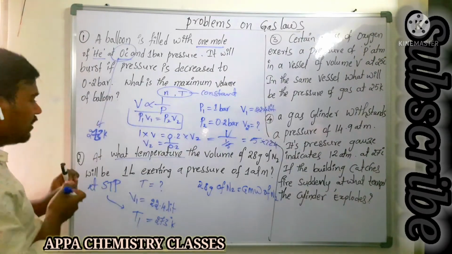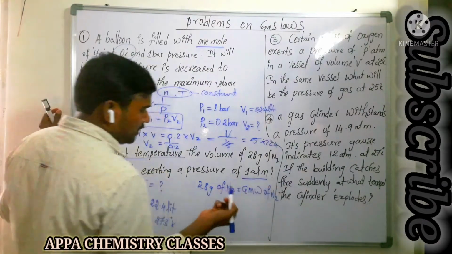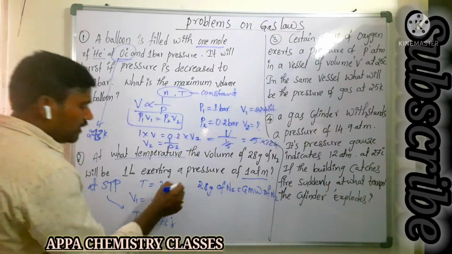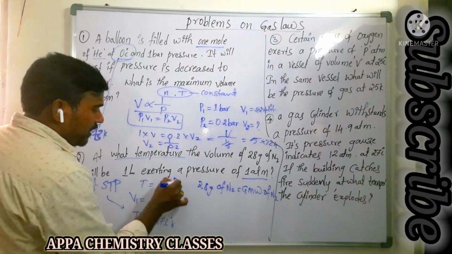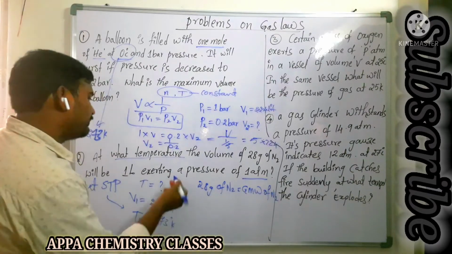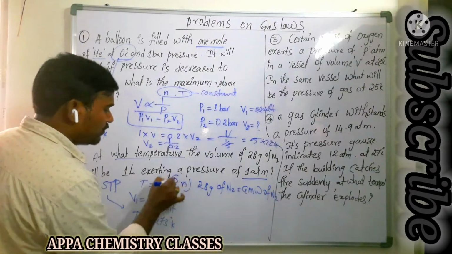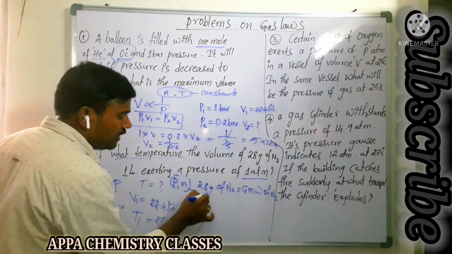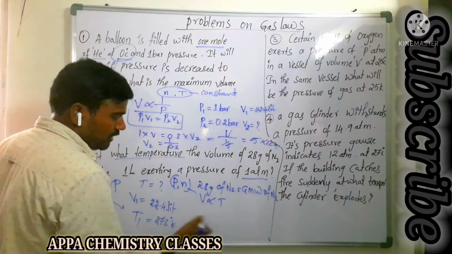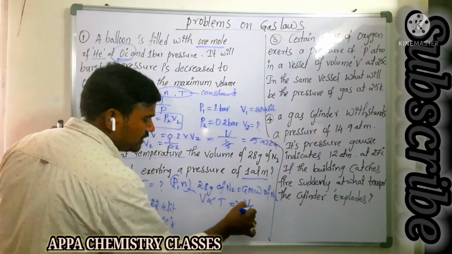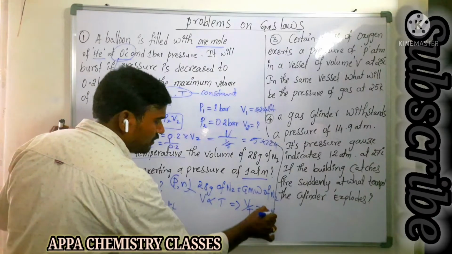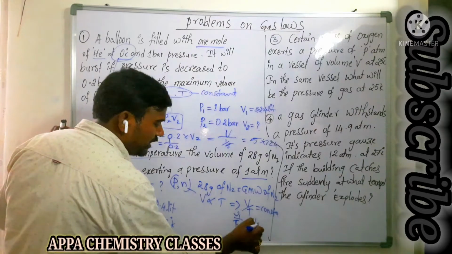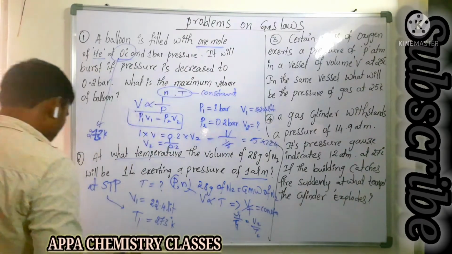Now what are they giving here? Pressure is constant and the mass of the gas is also constant. So here pressure and mass, that is number of moles, both are constant. In which gas law will both be constant? In the case of Charles law, volume is directly proportional to temperature. So V by T is equal to constant, that is V1 by T1 is equal to V2 by T2.